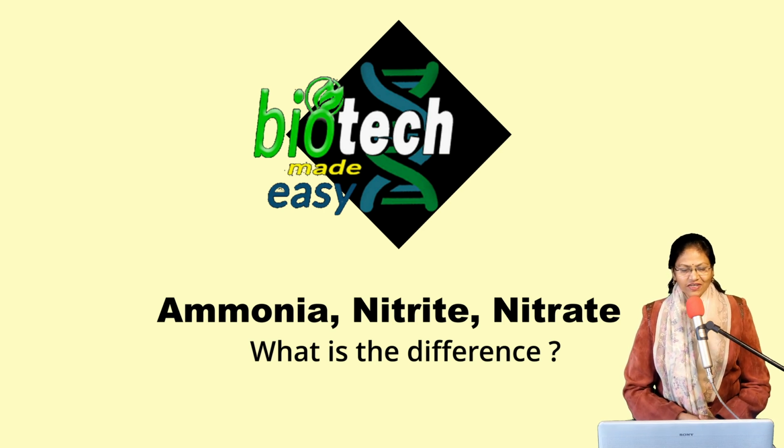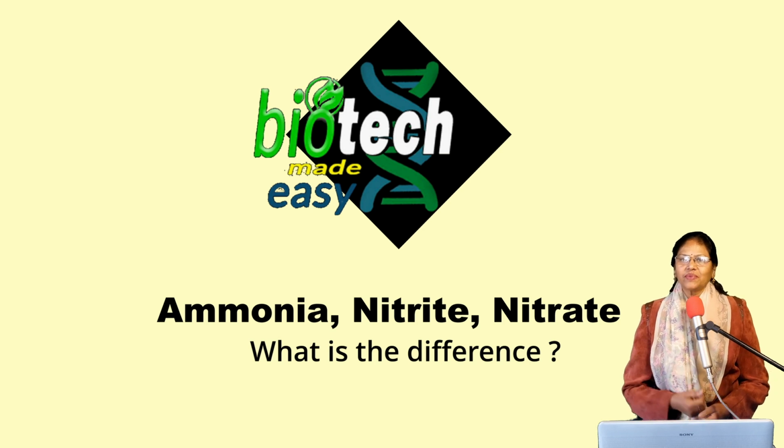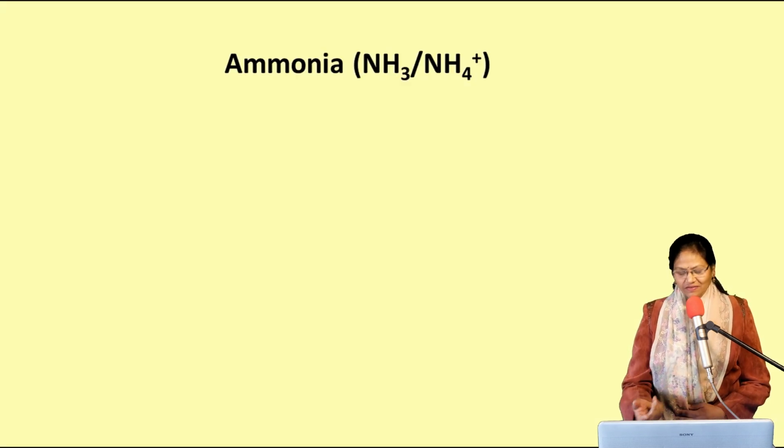Today's video is on ammonia, nitrite, nitrate. What is the difference? These three nitrogenous compounds are part of the nitrogen cycle, but sometimes people get confused about what the difference between the three can be. So let's see. The first one is ammonia, which is written as NH3.